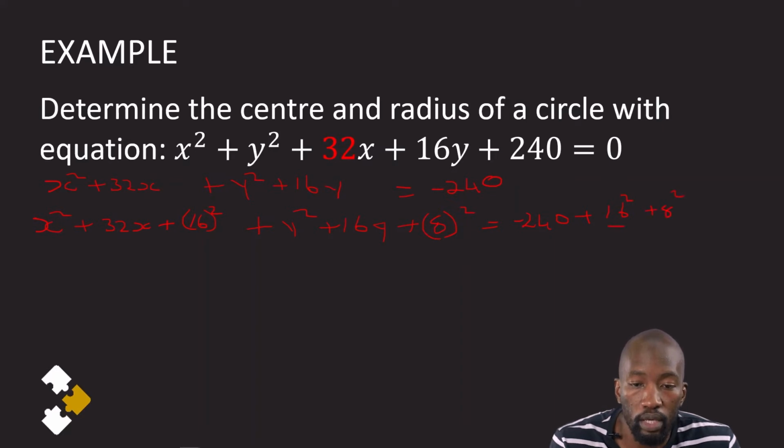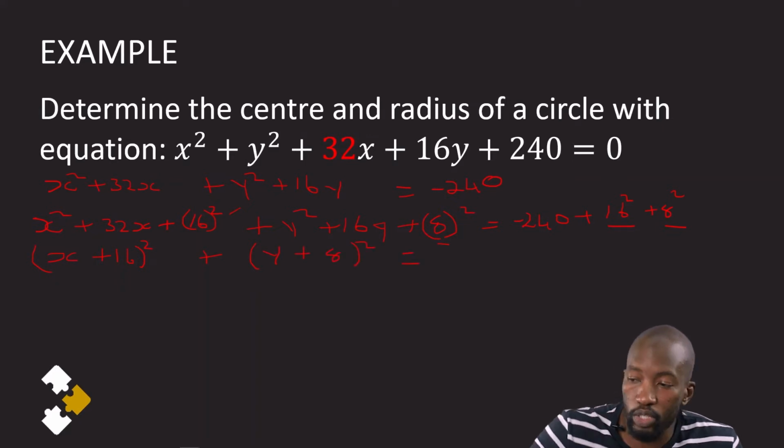The reason we're adding this is because we added it on the left and we also added the 8 on the left. So whatever we do on the left, we also need to do on the right. Now we know that this is just going to be x plus 16 squared plus y plus 8 all squared.